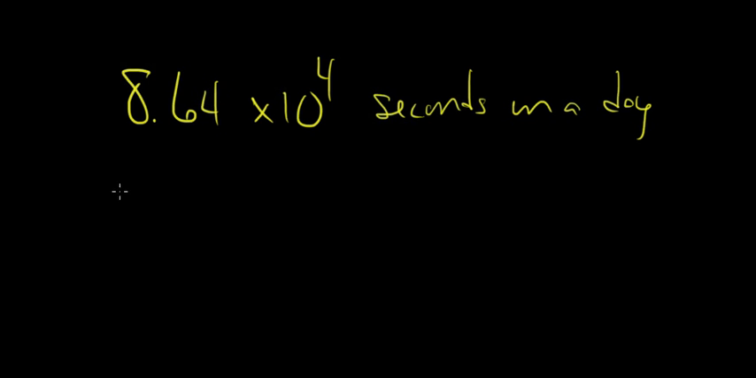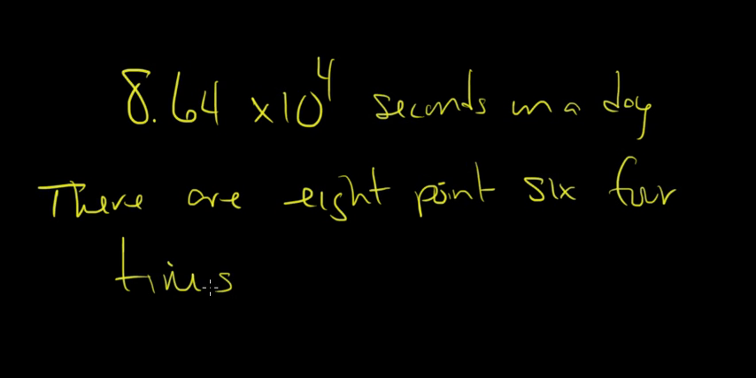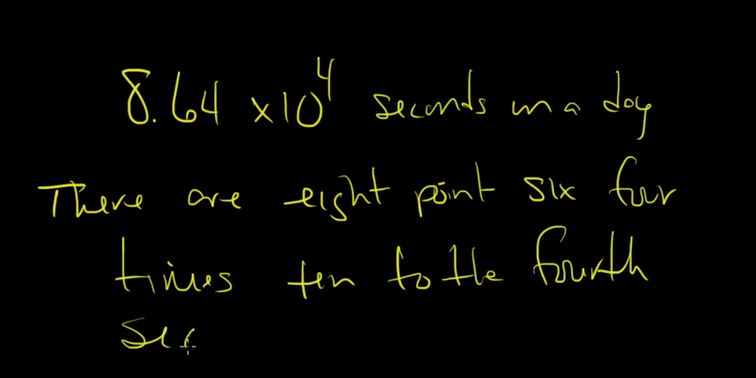Because actually when you read the problem, and I'll write it out so you can see it, it says there are 8.64 times 10 to the 4th seconds in a day. That's what it says. Show how this number is written in scientific notation. Well, I've already showed you how it is written in scientific notation.